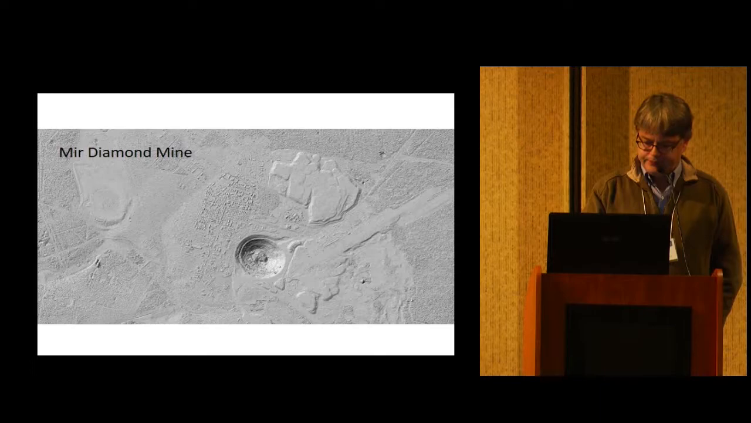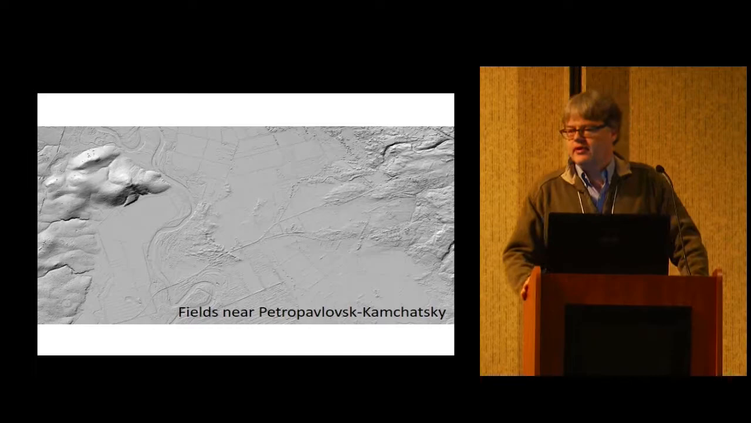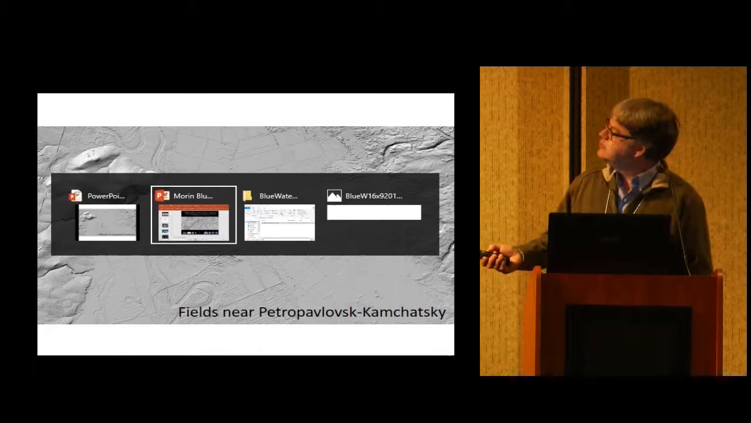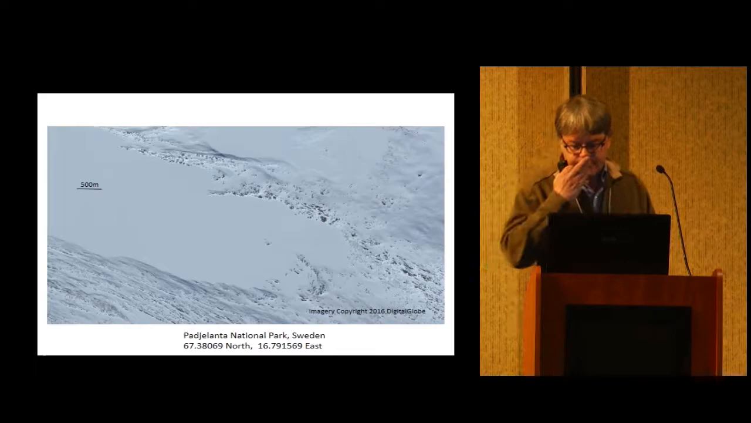This is fields near Petropavlovsk in Kamchatka. You can actually see on some of these the furrows from plowing. It's so good. Oops, what have I done? Oh, there we go. And then we've run into some really interesting capabilities that we never thought we would have.